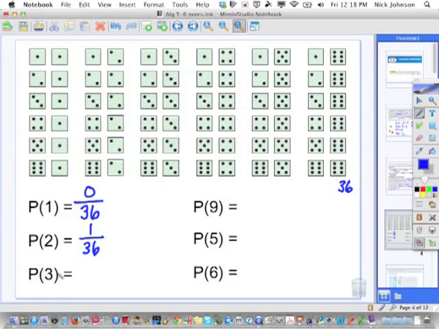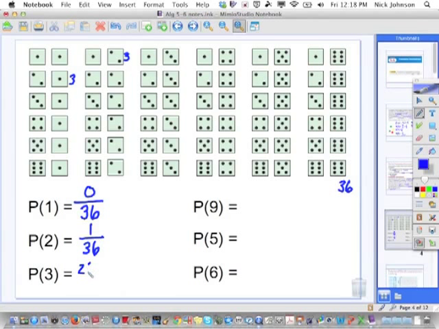How about the probability of getting a 3? Where can we get a 3? Well, here's a 3. Here's a 3. That's a 4. That's a 5. That's a 4. That's a 5. That's a 4. Okay? So how many times could I get a 3?